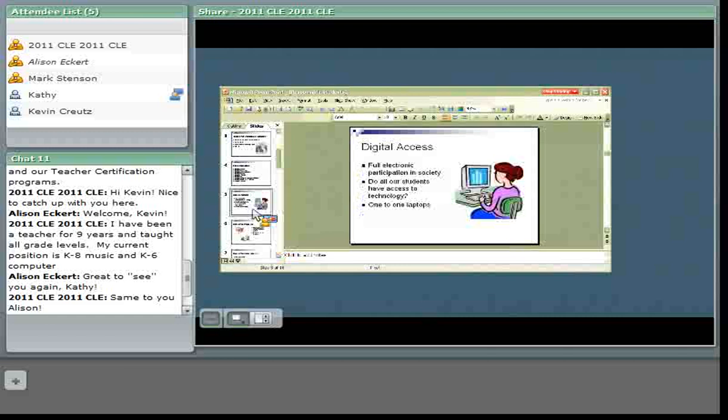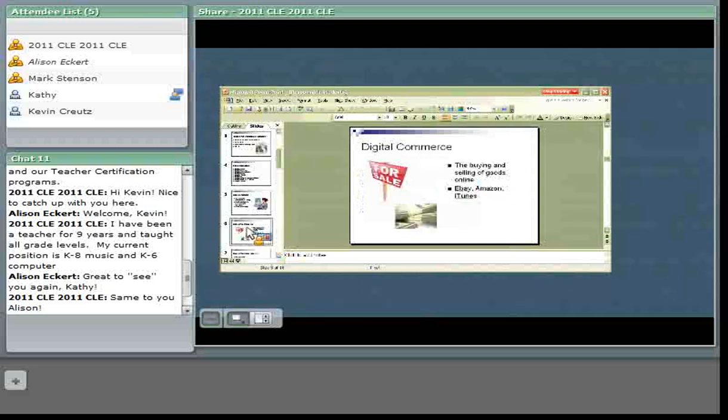The first one, access, is having full electronic participation in society. So do all of your students have technology? An example of this would be one-to-one laptops, which is being talked about quite a bit in our schools. So getting access to the kids. There's other examples that they give you in the book, but this is just a summary of these. Commerce, buying and selling of goods online, eBay, Amazon. I included iTunes in this because the students are getting on and purchasing music.